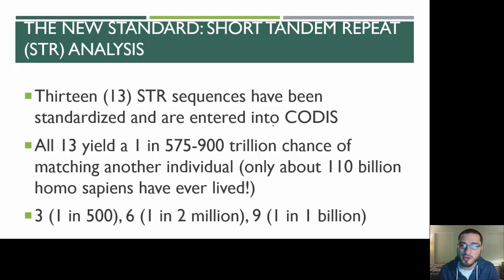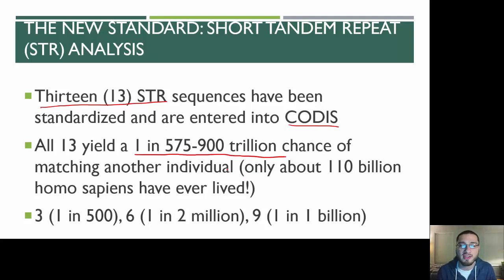So in our CODIS, which is our database for DNA, we are going to have data on anyone that's ever been put into the system, and we're not going to have the entire printout or readout of their entire DNA. It's going to be just these 13 STRs, and that's all it takes, because all 13 yield a 1 in 575 to 900 trillion chance of matching another individual.